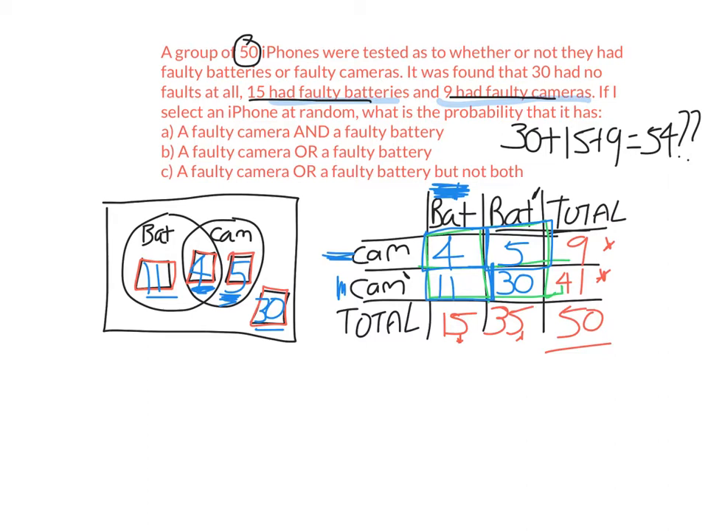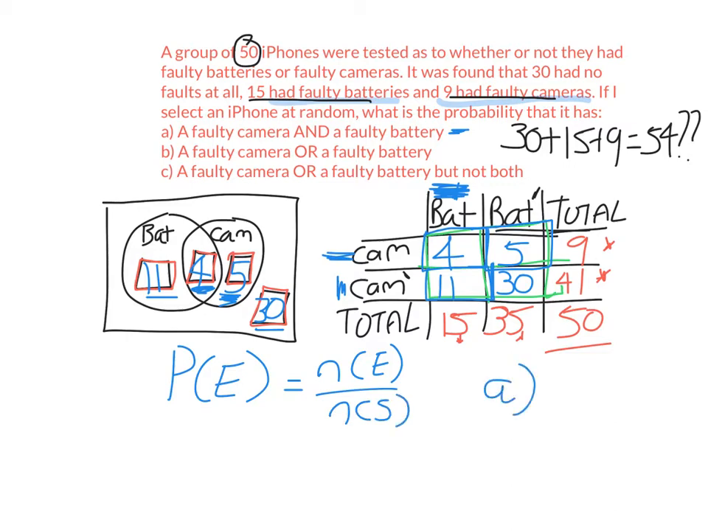And now that we have that information, we can use it to answer some probability questions. So firstly, what's the probability that an iPhone at random has a faulty camera and a faulty battery? So we just use the formula that I went through before. Probability of an event, number of ways it can occur, over total number of outcomes. So for A, there are 4 iPhones that we can pick, 4 ways it can occur out of 50 in total, or 2 over 25. Again, putting it as a decimal is fine.